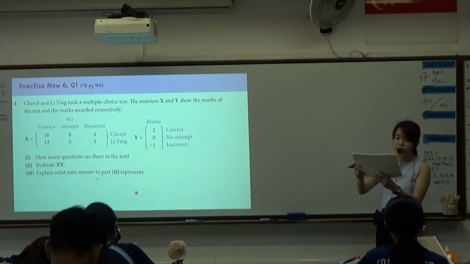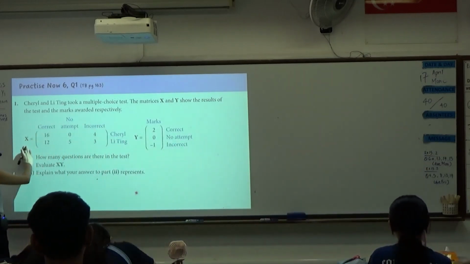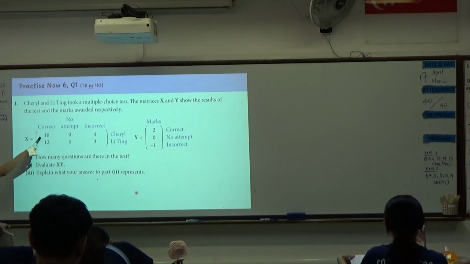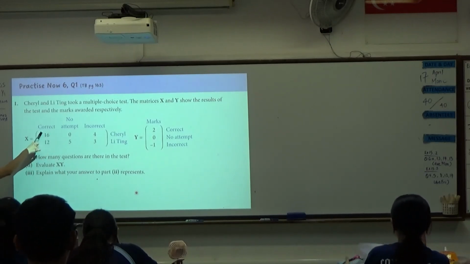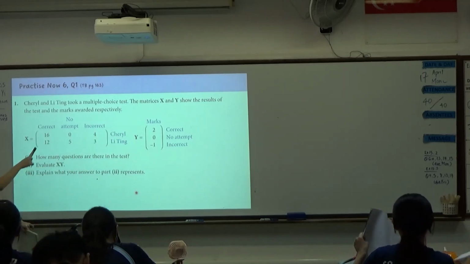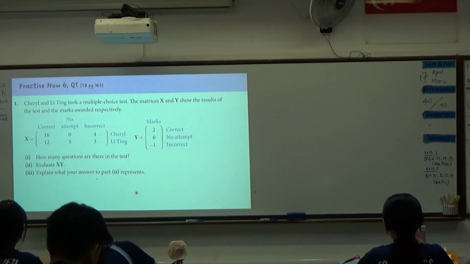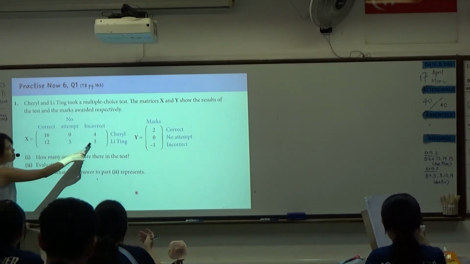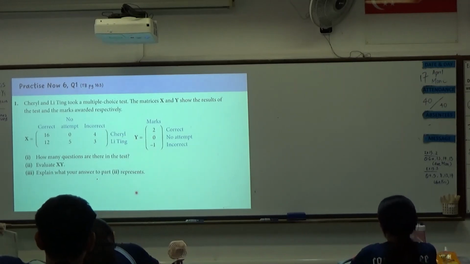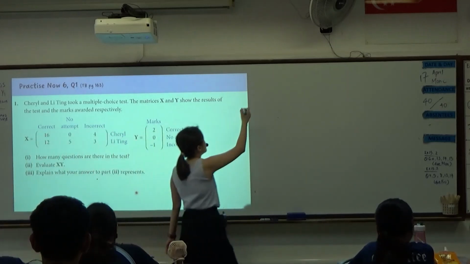So how do we know how many questions there are? By looking at this X matrix here. What does it tell us? It tells us that there are 16 questions that were correct for Cheryl and 4 questions that are incorrect. So 16 plus 4 gives us 20, and that is consistent if I take 12 plus 5 plus 3. That is also going to give us 20. Therefore we can conclude that there are 20 questions in this test.